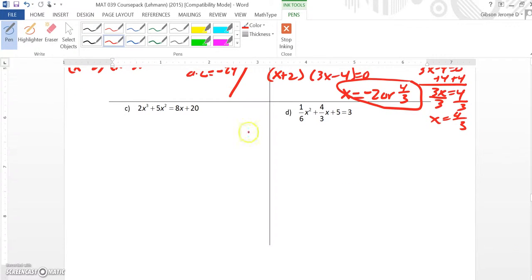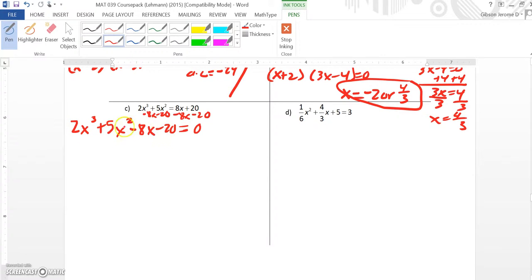Now we go down here to C. What we need to do here is move everything over here. And remember, the coefficient of the highest exponent must be positive. So we had 2x cubed plus 5x squared, and we know we're going to subtract 8x and subtract 20 on both sides. So it'll be 2x cubed plus 5x squared minus 8x minus 20, and that equals 0.